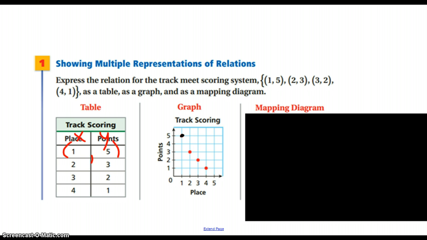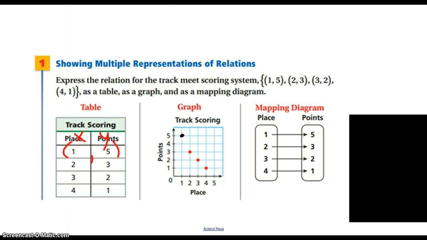And lastly, it's kind of like taking the table and setting up a diagram showing which place goes to which number of points. We'll talk further about those mapping diagrams, the graphs, and the tables in the next section. But a relation, remember, is just a relationship between ordered pairs, and they can be represented in a few different ways.